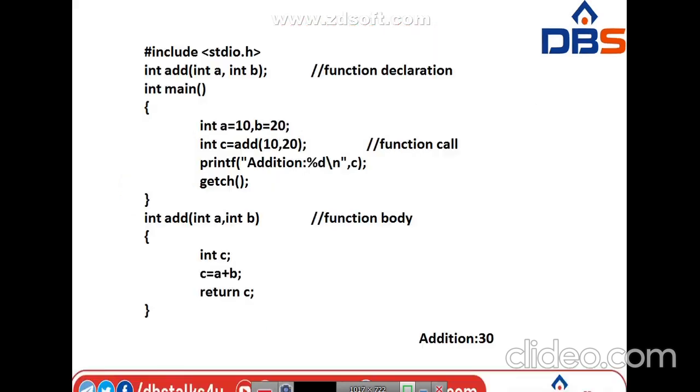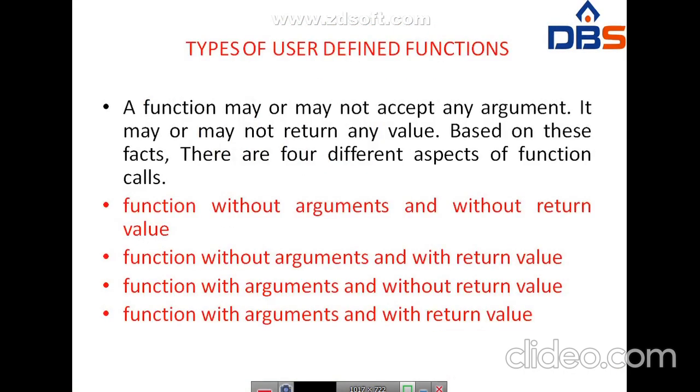Now in this class we are going to focus on types of user-defined functions, or we can say categories of user-defined functions. Generally a function may or may not accept arguments. Sometimes it may accept, sometimes it may not. At the same time, it may or may not return any value. Sometimes we use a return type, sometimes we do not use any data type.